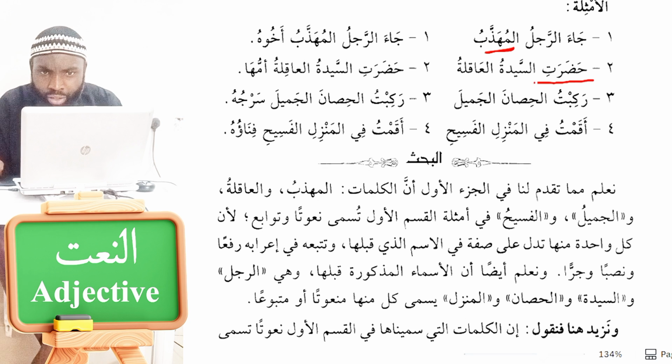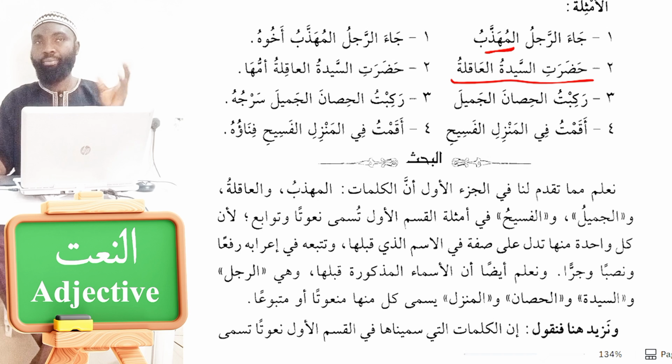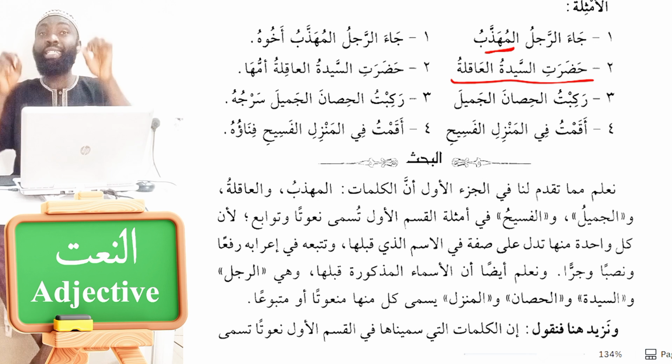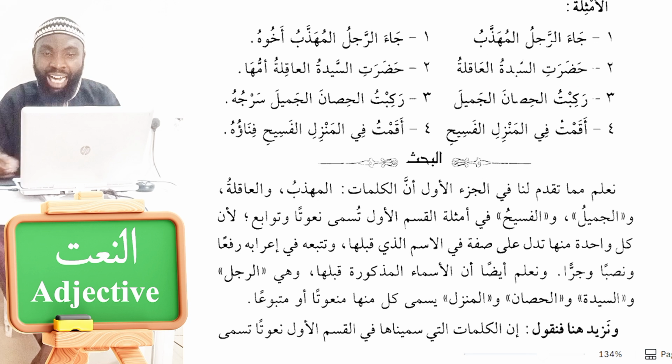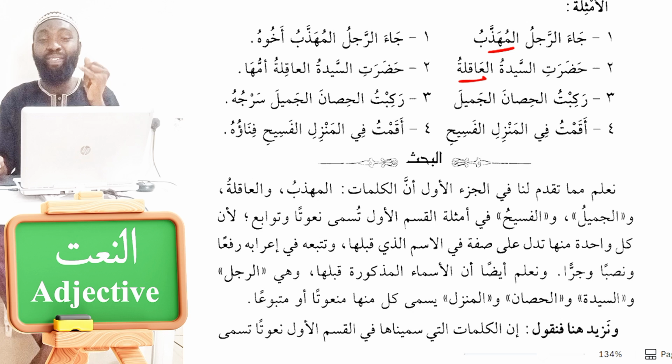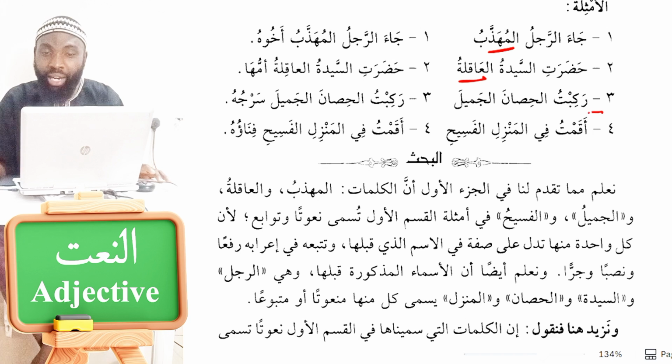Number 2, we have hadarati sayyidatul aqila. The sensible mistress came. So al-aqilatu, a sensible woman, a sensible person. So the woman, the mistress, who is sensible, she came. So the word al-aqilatu is also the adjective. And you can see it agrees with the word as-sayyidatu in terms of definiteness, in terms of case, in terms of number, and in terms of gender.